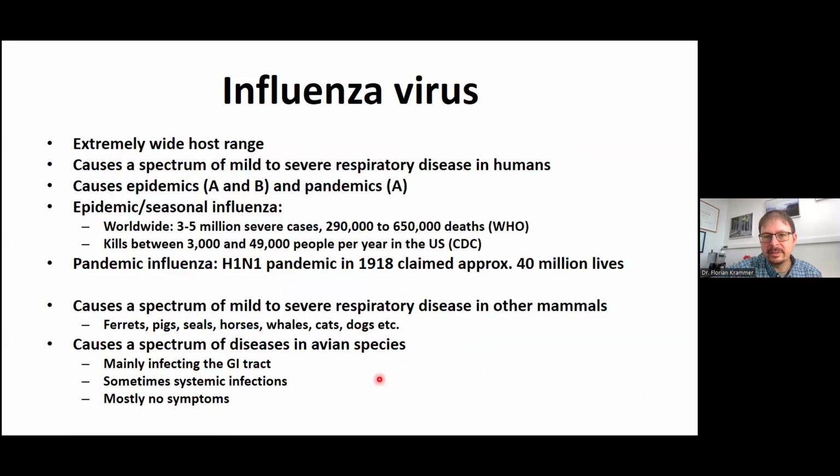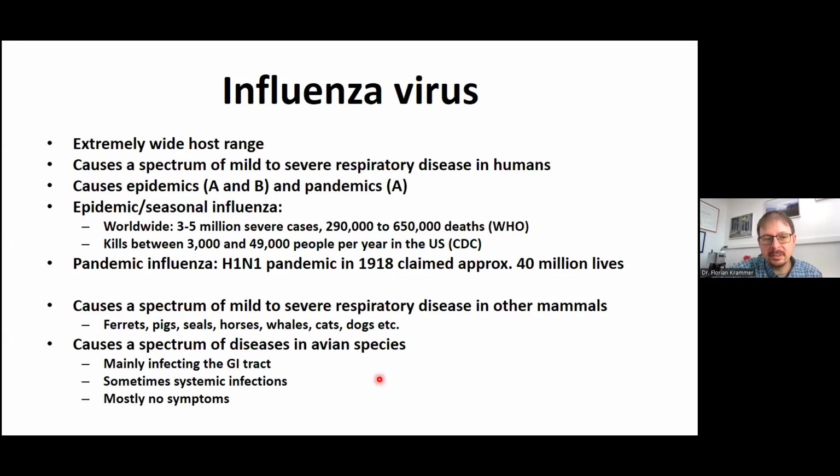What do we know about influenza in terms of the disease? First of all, influenza viruses have a very wide host range. They can infect basically everything from humans to alligators. In humans, they cause a spectrum of mild to severe respiratory disease, everything from asymptomatic disease to fatal disease. Basically, we see epidemics with influenza. That's our seasonal flu, and they are caused by influenza A and B viruses. And then occasionally we have pandemics, and they are caused only by influenza A viruses.